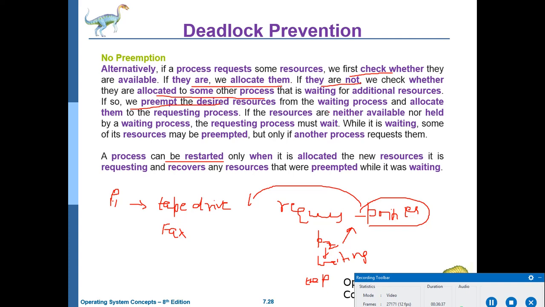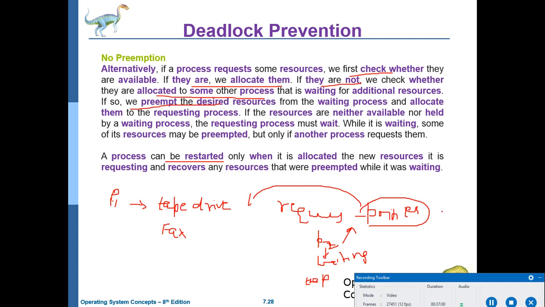So if a resource is used by some waiting process, then the resource will be preempted and given to the requesting process. This is what the line says: we check whether it is allocated to some process that is waiting for additional resources. If so, we preempt the desired resource and allocate it to the requesting process.